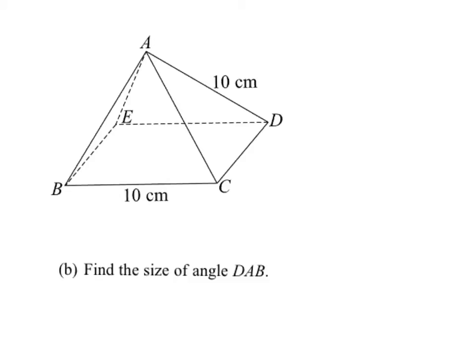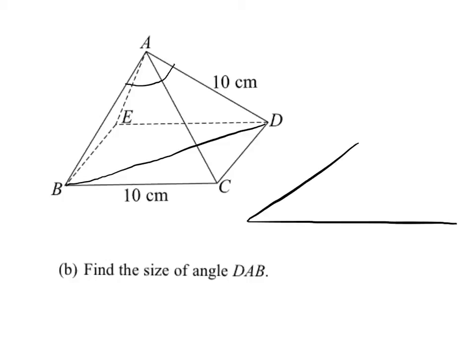Now, in part 2 of the problem, we've been asked to find the size of angle DAB. So if I draw a diagonal line between B and D, we can see that the angle DAB is in this triangle. Now, it's not a right angled triangle. We can't see that there's any right angles in it at the moment, so we know that our sides are 10 and 10. We don't know the diagonal, but we can find that by using Pythagoras' rule.